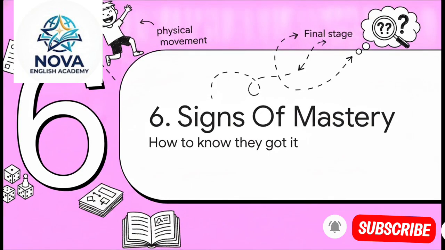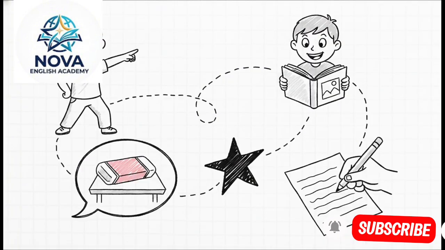Part 6. Signs of True Mastery. All right, so we've done the physical movement, the worksheets, the games, and the books. But how do we actually assess if they've got it? True mastery looks like confident, flexible use, right? Not just lucky guessing. You're looking for a few key indicators.